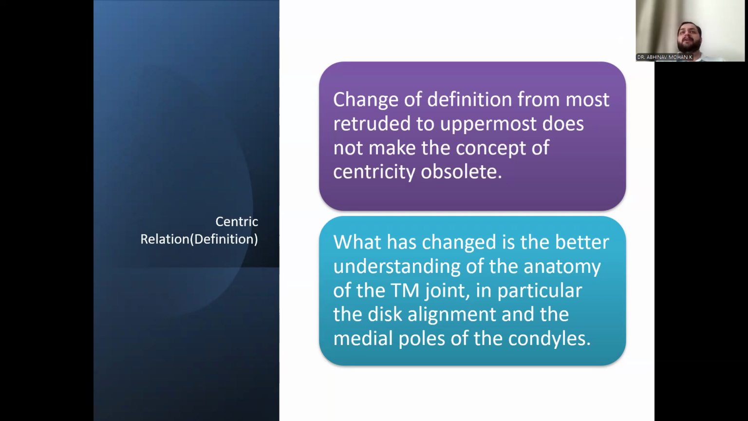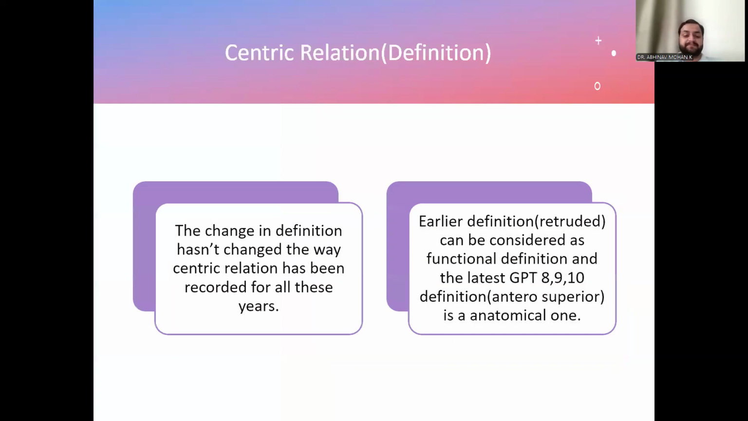So you need not worry about why the centric relation has changed over the years. Has the position itself changed? No, the position has been there. It has been there, and it will be there. Only the way you express that position has been modified with the various definitions. The change in definition hasn't changed the way it is recorded. Whatever methods we are going to discuss in further sessions, the methods remain the same.